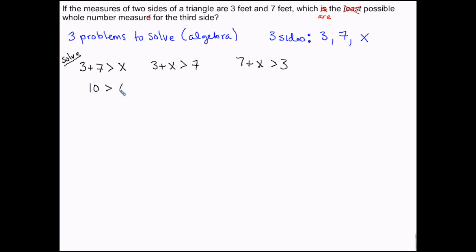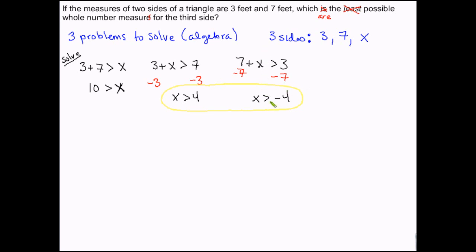Okay, the first one, I just add them together and I get 10. So 10 has to be greater than x. For the next one, I subtract 3 from both sides, and I get that x is greater than 4. And then here I subtract 7 from both sides, and I get that x has to be greater than negative 4. This part right here causes kind of a dilemma. We have 2 greater thans. X is greater than 4 or x is greater than negative 4.